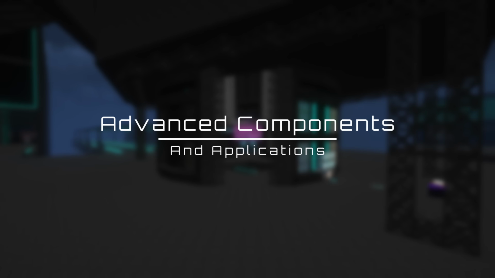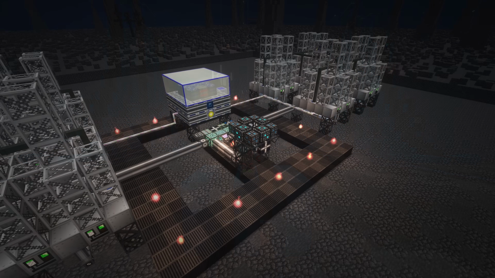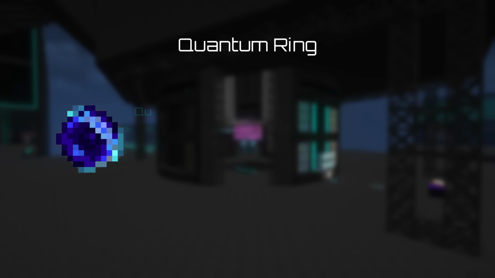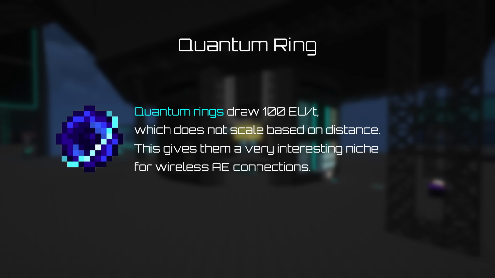I also wanted to cover more components, of which there are still many to learn about. Here are some more niche components that still get frequent usage from me. Let's start with the quantum ring. Quantum rings are a form of wireless AE2 connection that can work cross-dimensionally, making them wonderful for machines like void miners. Their power draw is a constant 100 EU per tick, which makes them a good high-investment wireless solution.